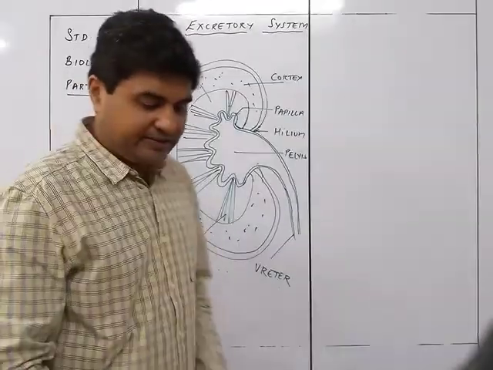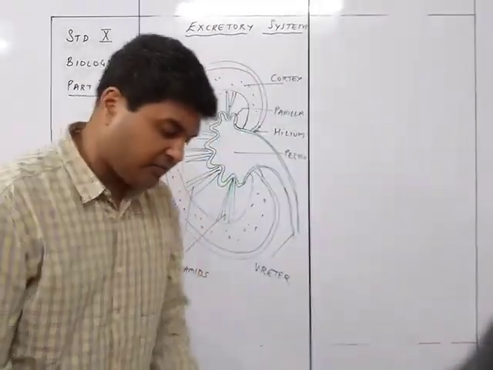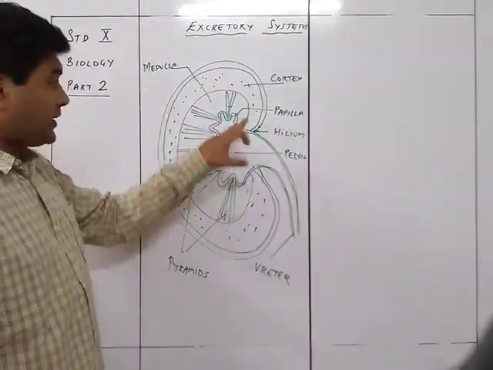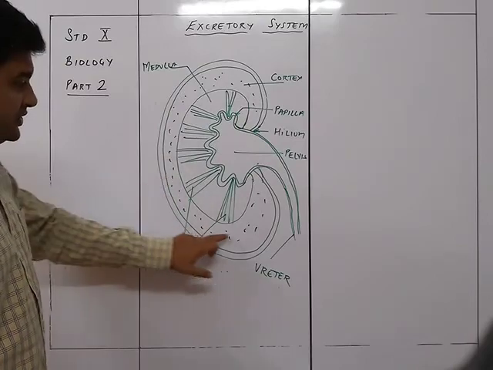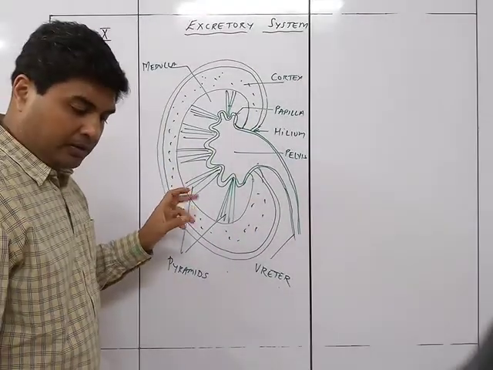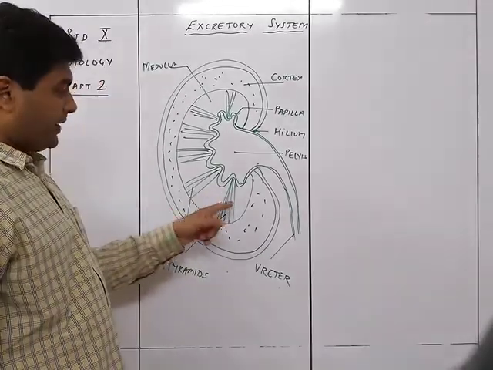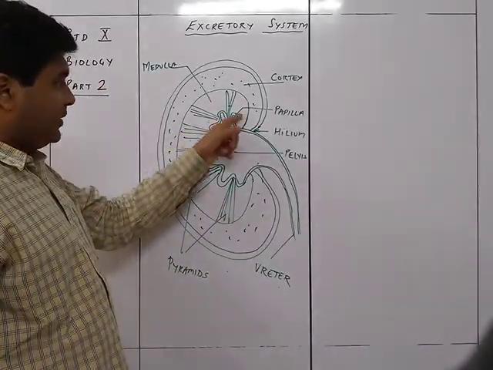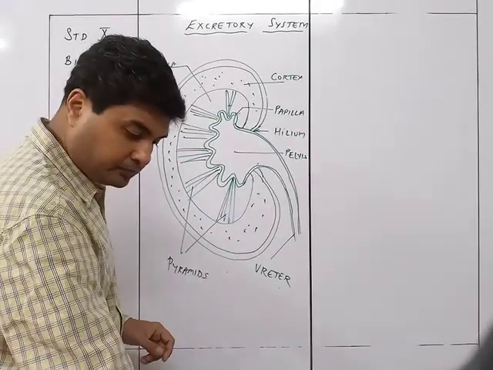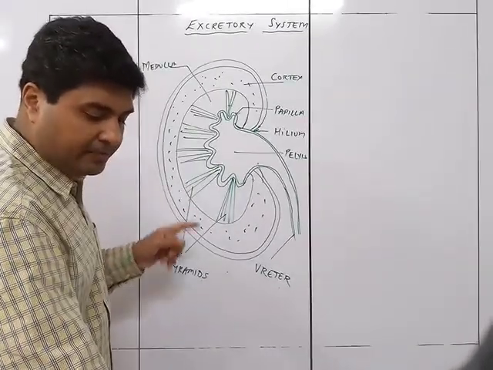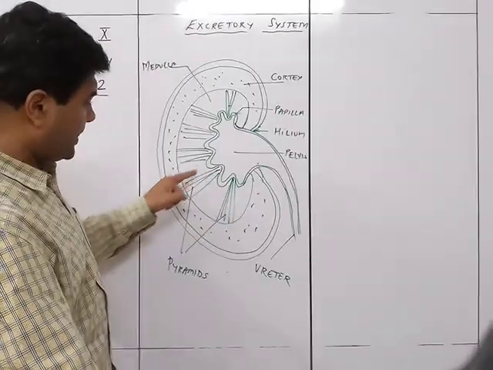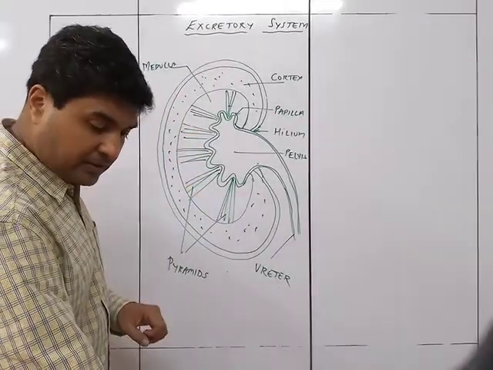So we read this once again to understand it properly. There are two sections: the darker section, which is the cortex, and the lighter one, which is the medulla. The medulla is composed of fine striped substances arranged in several conical pyramids. So these are the conical pyramids in which the medulla is arranged.